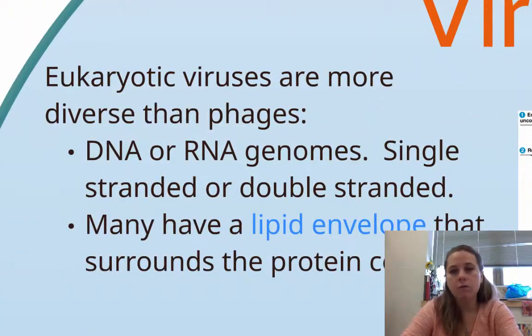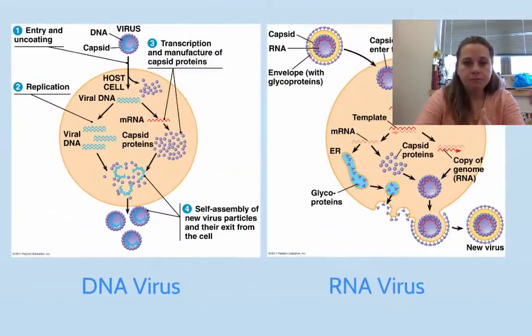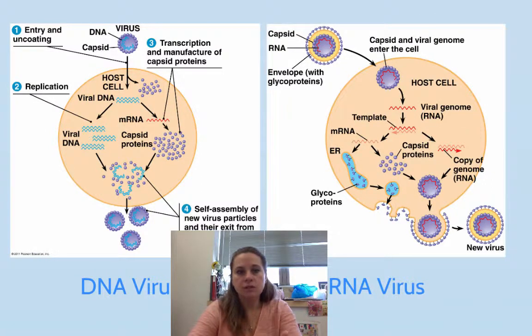And then there's eukaryotic viruses. As we know, every critter has a virus. Very, very diverse, a lot more range than a phage. DNA or RNA genomes, so you have sort of regular viruses and what we call retroviruses, either single or double-stranded. Many also contain, along with their protein coat, a lipid envelope that surrounds it. So you can see the difference between a DNA virus here and an RNA virus, so you can kind of look at how the process differs in the way that they enter a host cell.